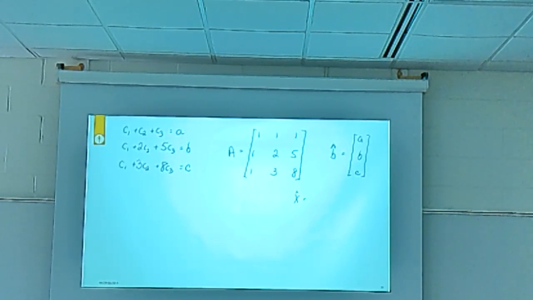And then obviously the vector of unknowns, x hat, right? I actually have room. Let's do this.